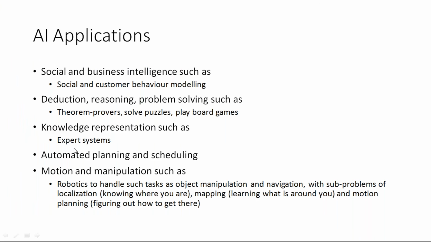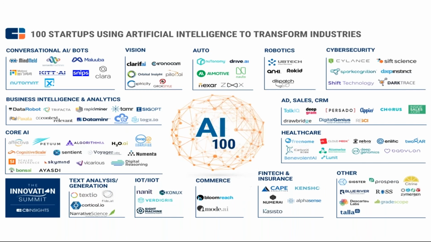Knowledge representation, we have expert systems, automated planning and scheduling. So this is where RPA comes into the picture. Automated planning and scheduling, motion manipulation. Robotics are also benefiting very much from AI. So this is actually the last slide.